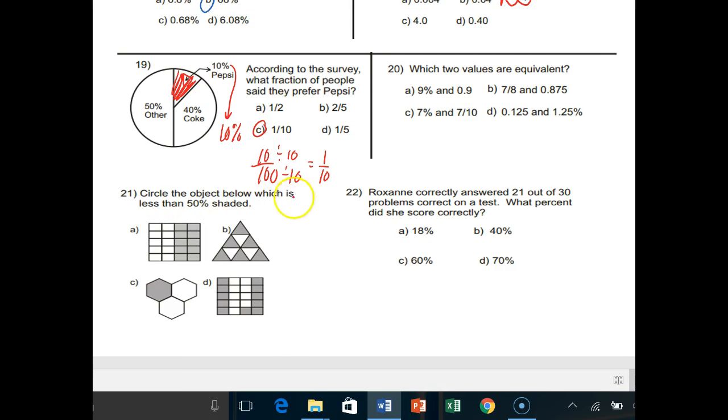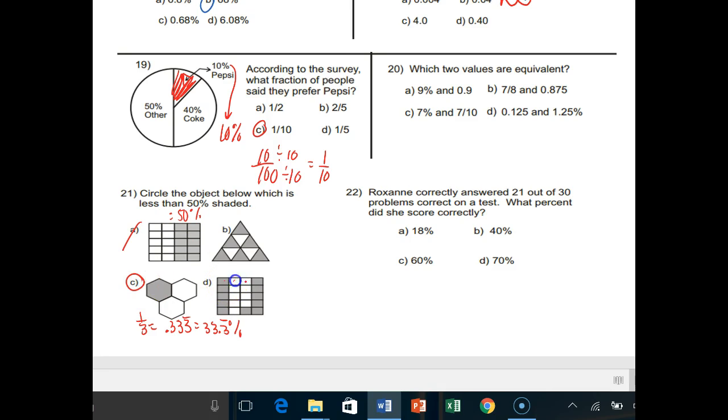Lastly, circle the object below which is shaded less than 50%. So look at this one. This is exactly 50%, right? 2 rows out of the 4 rows are shaded, so that is 50%. Nope, not it. Here we have 1/3. 1/3 is 0.333 repeated, which is 33.3%. That's less than 50%. That's going to be our answer.